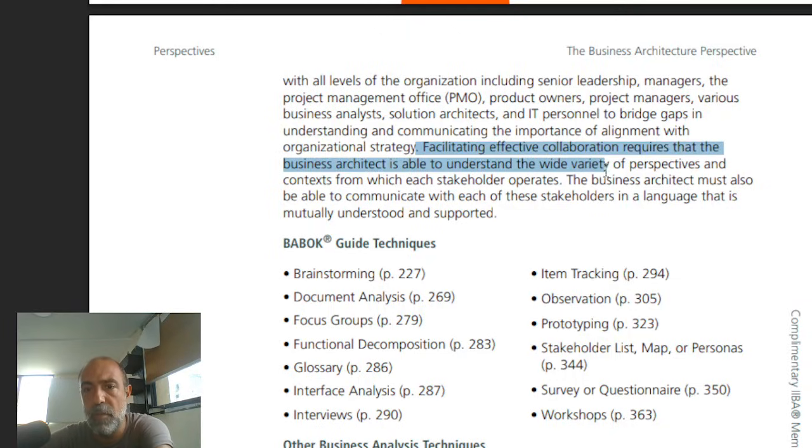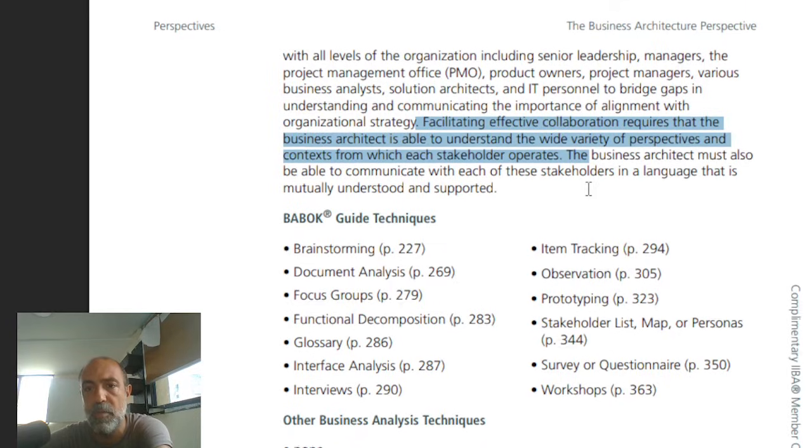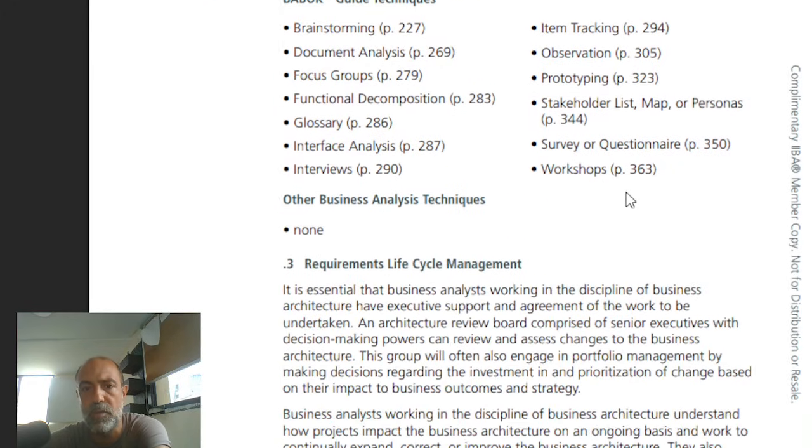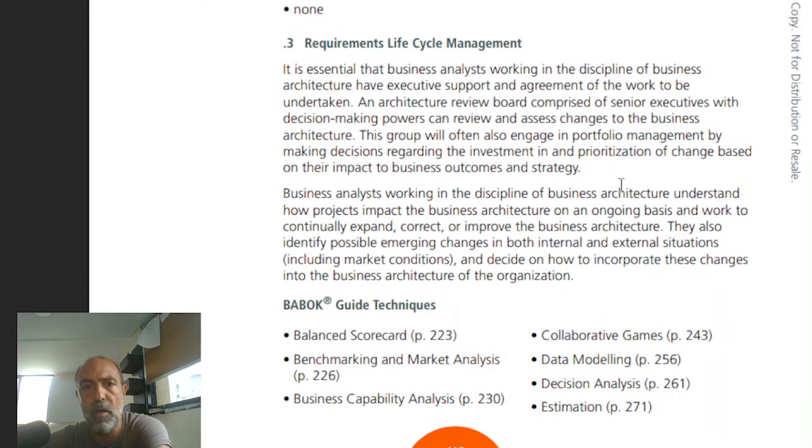Facilitating effective collaboration requires the business architect to be able to understand a wide variety of perspectives and the context in which each stakeholder operates. You're a business analyst, of course you're going to understand all of that. And the business architect must also be able to communicate with each of the stakeholders in a language that is mutually understood and supported. Other business analysis technique: none.